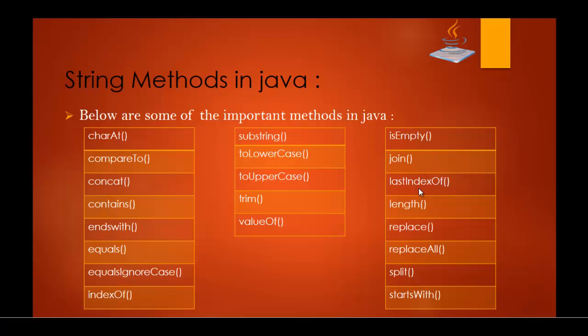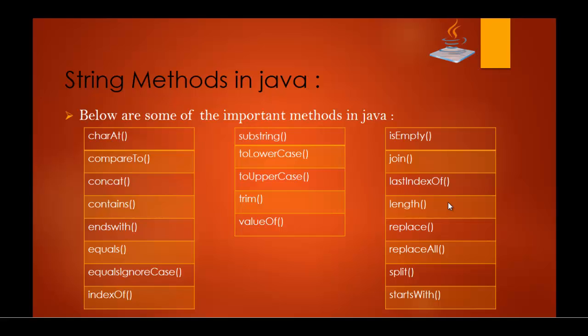And we have something called lastIndexOf. What do we mean by lastIndexOf? In the last session we learned about indexOf, which returns the character position of what you passed. But what is lastIndexOf? The lastIndexOf method returns the last index of the given character value. Let me show you that.